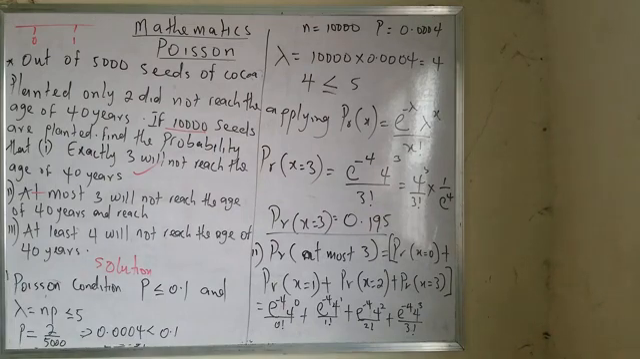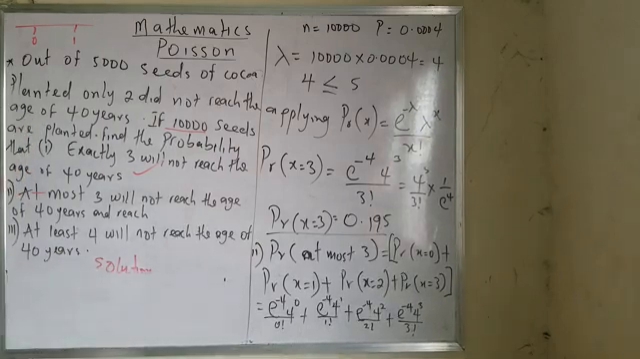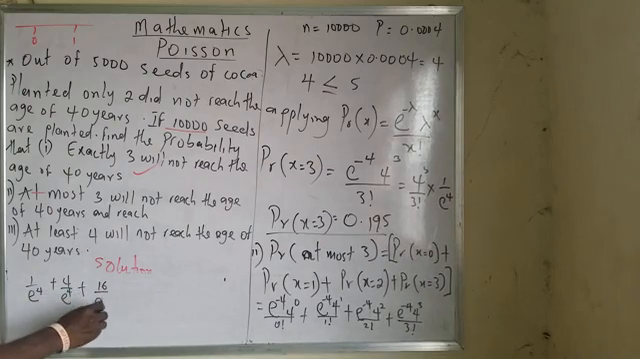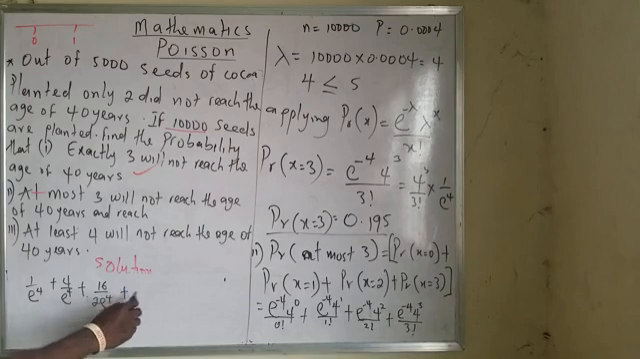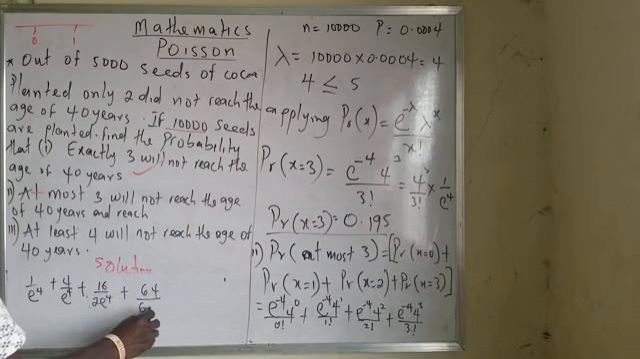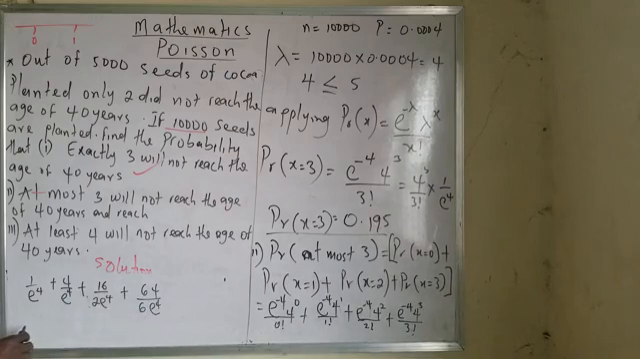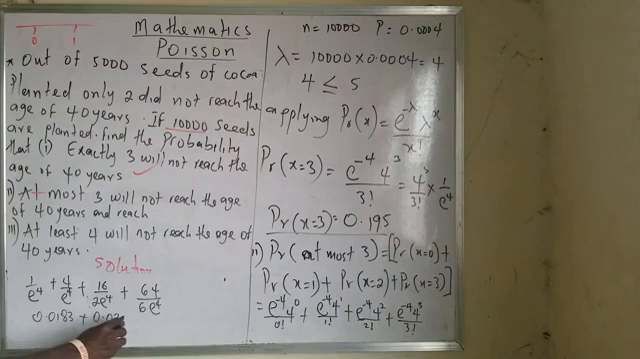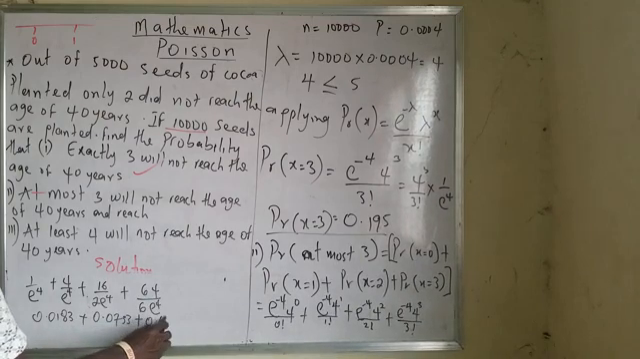Permit me to rub this part so that I can explain myself very well. I will have 1 all over e raised to power 4, plus 4 all over e raised to power 4, plus 16 all over e raised to power 4 (2 factorial is here), plus 64 divided by 6 over e raised to power 4. Now, pressing my calculator, I have 0.0183 plus 0.0733 plus 0.146.